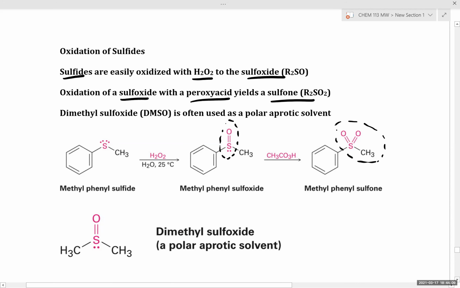Any questions on the oxidation of sulfides? You don't need to know the mechanism, but you do need to know that these reactions exist and are useful tools to prepare sulfoxides and sulfones.